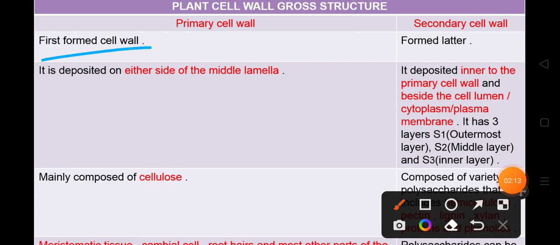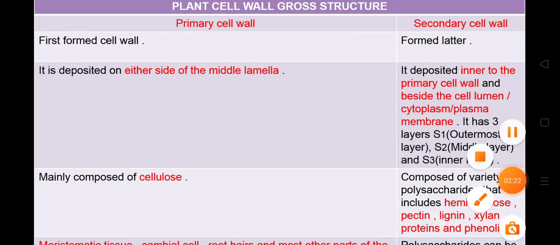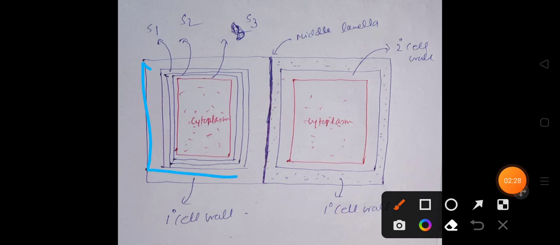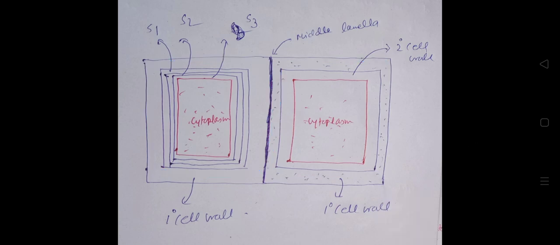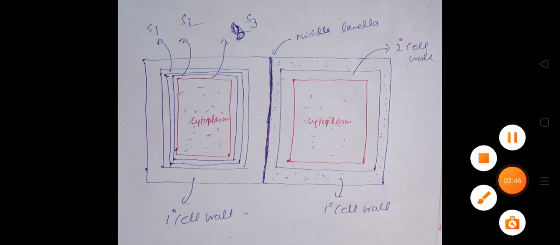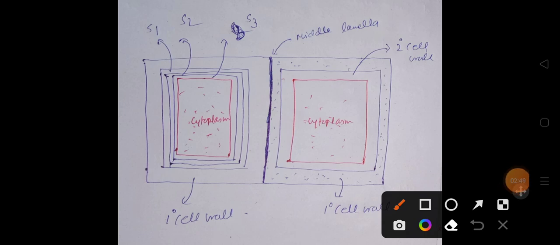It is the first cell wall to form, and it will be deposited on either side of the middle lamella. For understanding the middle lamella, we are going to use a picture. Let's see this picture which I have drawn for you. Here there are actually two plant cells. One is this one, another one is this one. And you can see that the two plant cells are joined, or the two plant cells have a common layer, which is this one, right? And this one is known as the middle lamella. So our primary cell wall will be deposited on either side of the middle lamella. That means these two parts are actually the primary cell wall. Okay, so that is the idea.